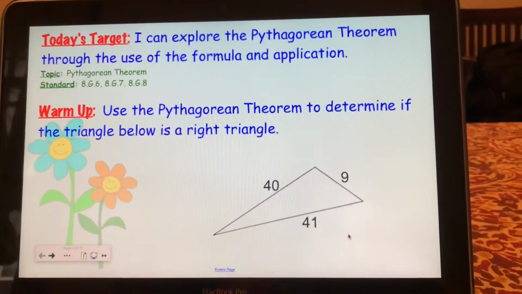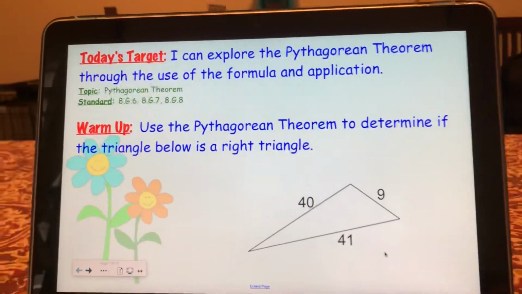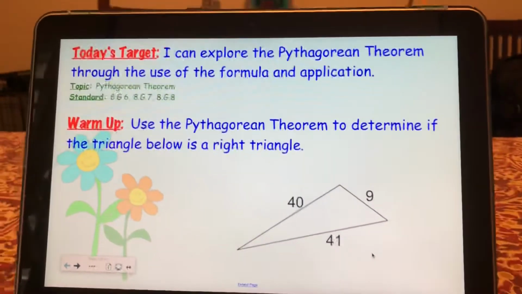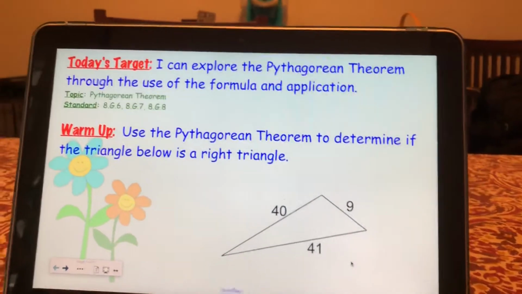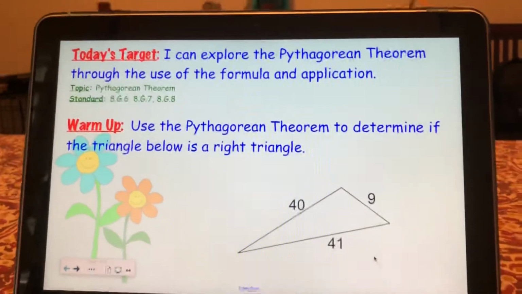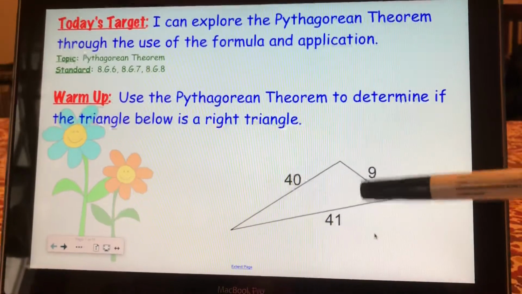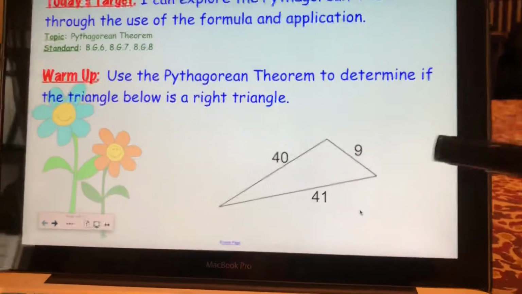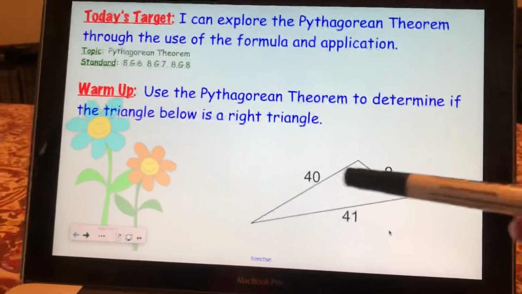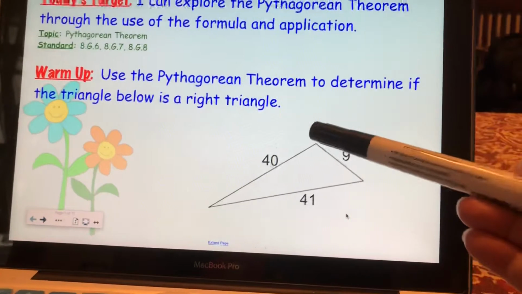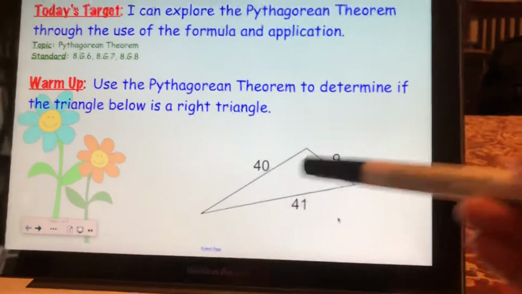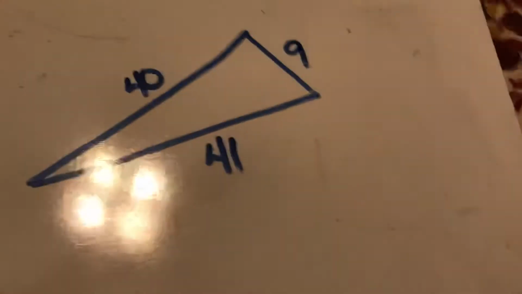We have this triangle, and we want to know, is this a right triangle? So one of the uses of the Pythagorean theorem is to determine if a triangle is a right triangle. There's no indication, there's no square anywhere, and never assume that a drawing is drawn to scale. Obviously this is not 40 inches, and it certainly isn't 40 centimeters. It could possibly be 40 millimeters, but I very much doubt it. So we're going to take a look at our drawing.